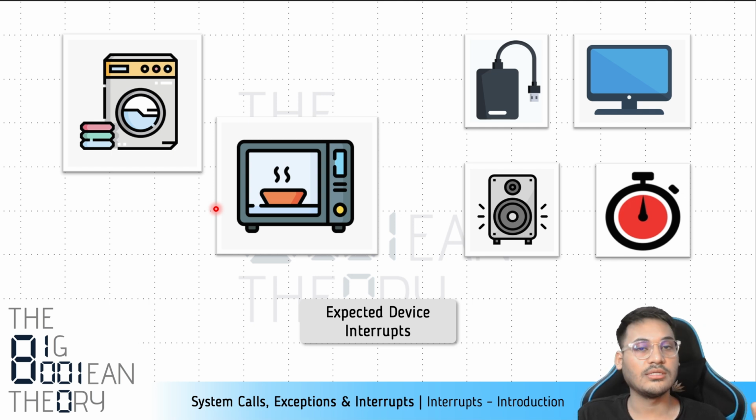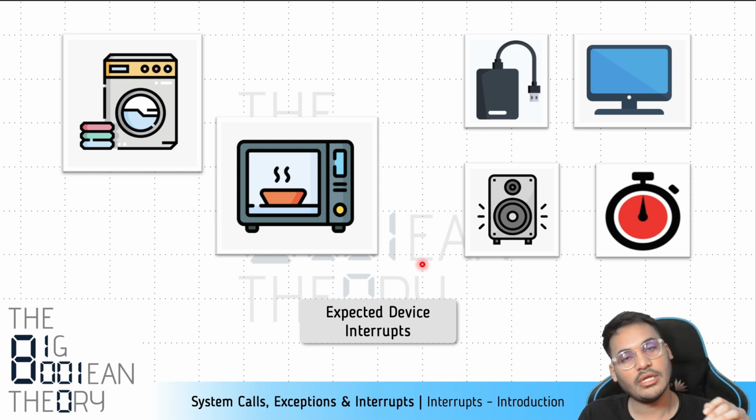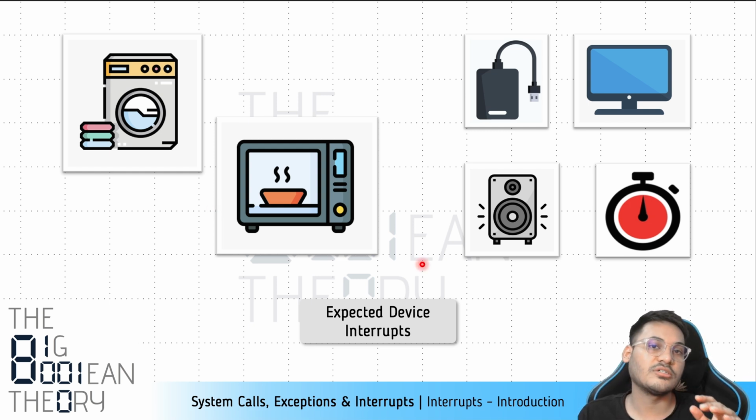So these two examples, that is one of the washing machine and the other of the microwave oven, give you a better understanding of how interrupt driven IO works. So now that we have talked about interrupt driven IO, let's shift our attention back to the different types of interrupts that we want to study, right?